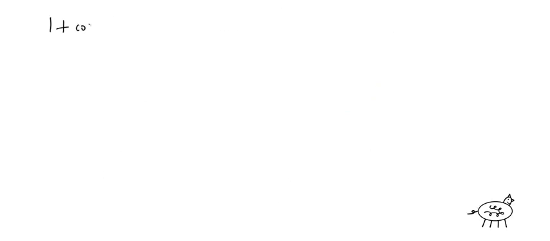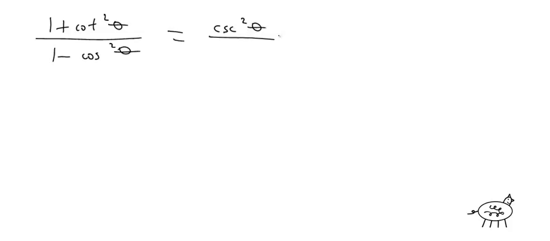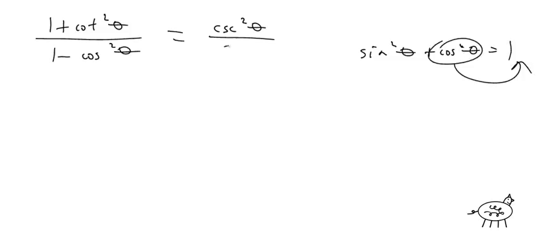All right, let's do a couple more here. 1 plus cotangent squared of theta over 1 minus cosine squared of theta. Well, both of these are identities. What's 1 plus cotangent squared of theta? Isn't that cosecant squared of theta? And 1 minus cosine, that's a little harder, so let's write it out here. One minus just means I subtract this over, and that's equal to sine squared of theta.